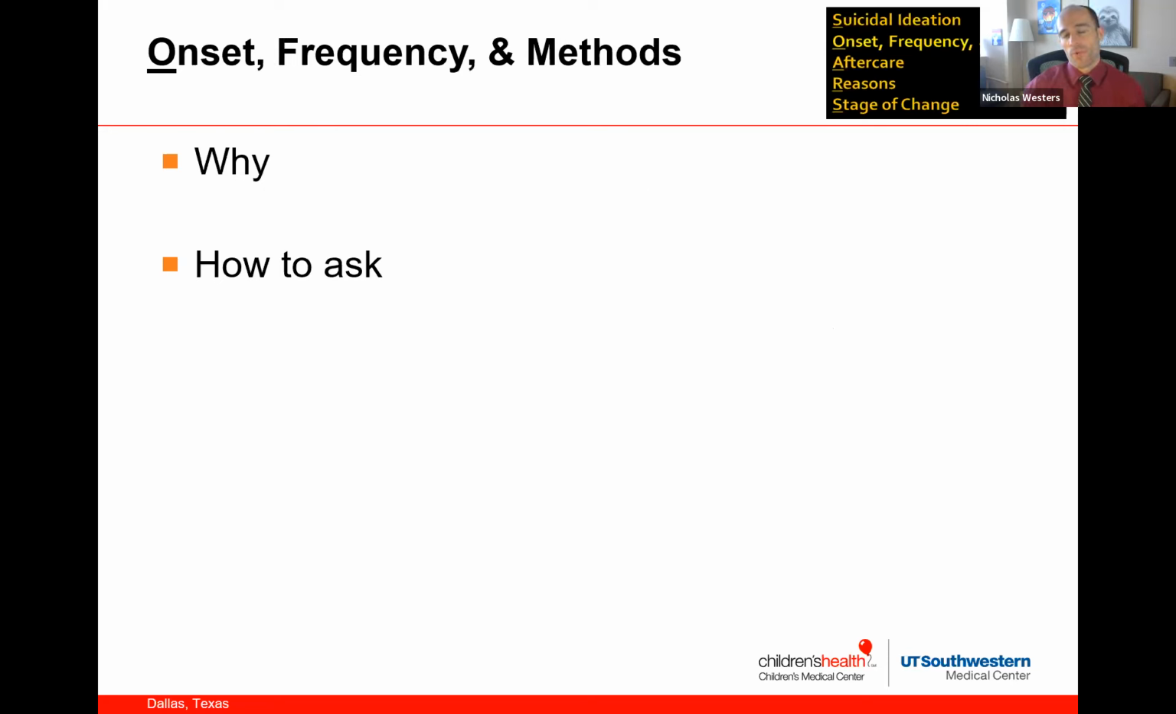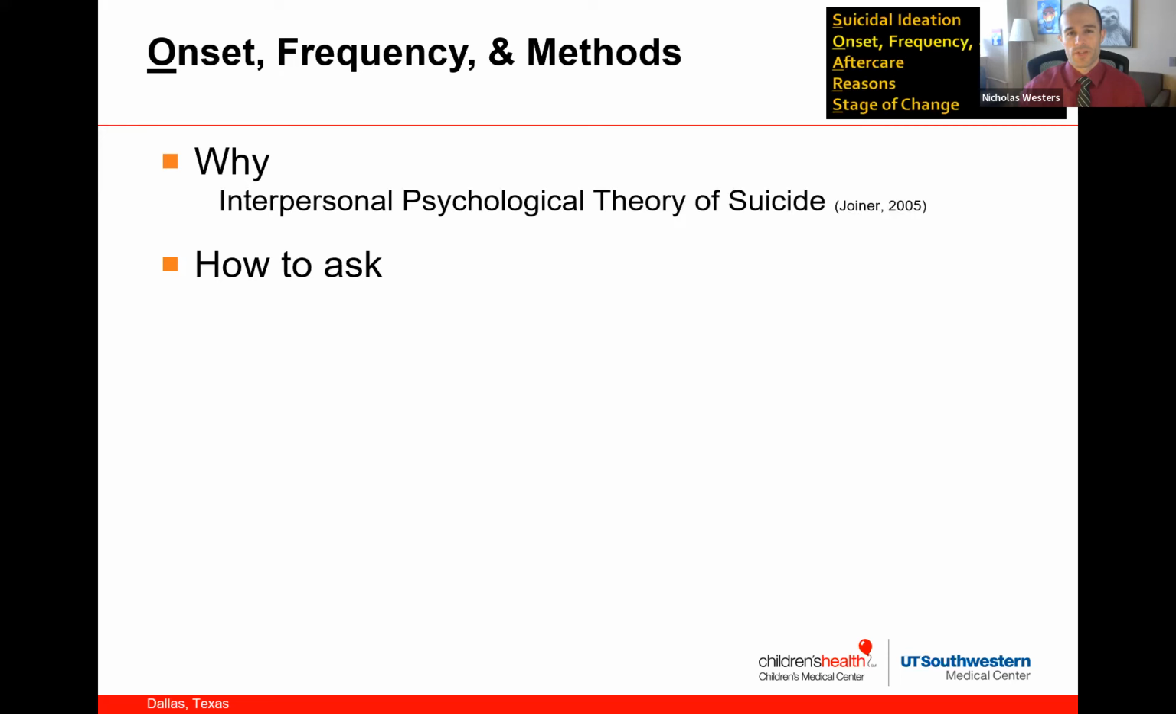And that would be really important. That's like one of the three most important questions. Next is the O. So this is probably the most important for us. The O actually is 3-in-1: onset, frequency, and methods. Onset really assesses duration. Frequency assesses lifetime number of episodes, and methods assesses number of different types of self-injury.